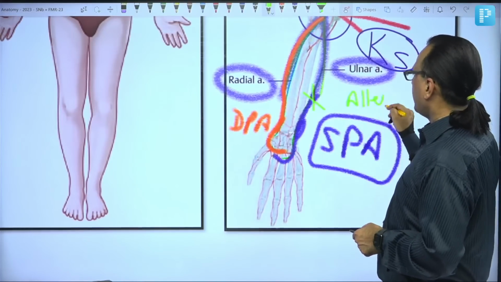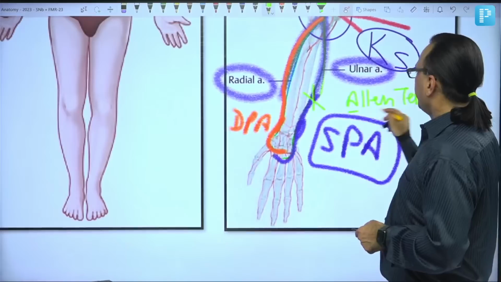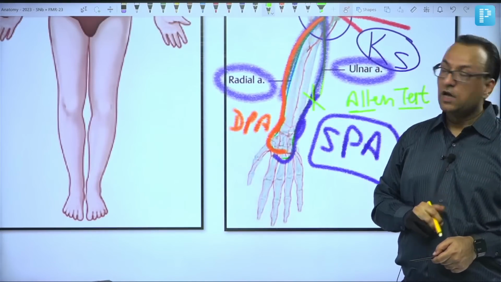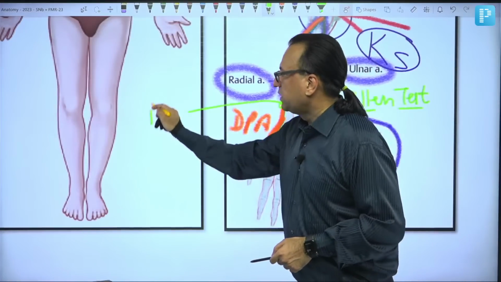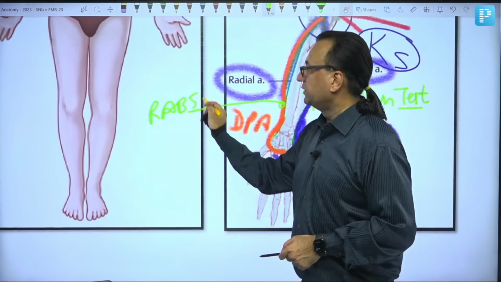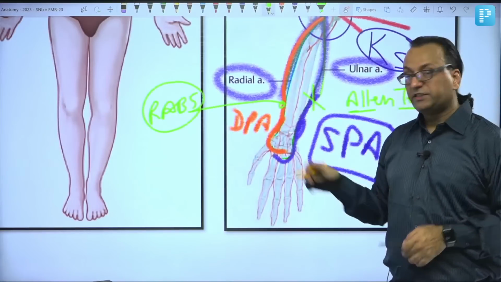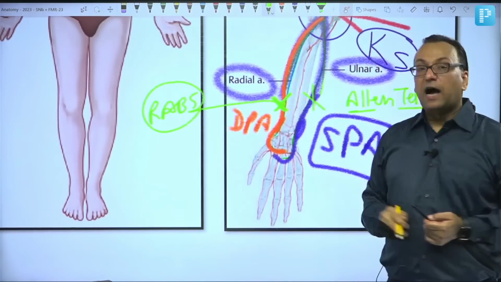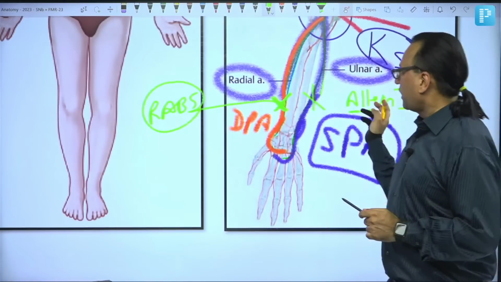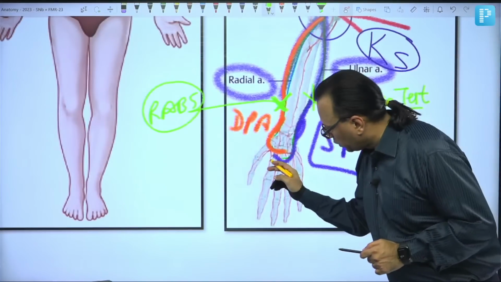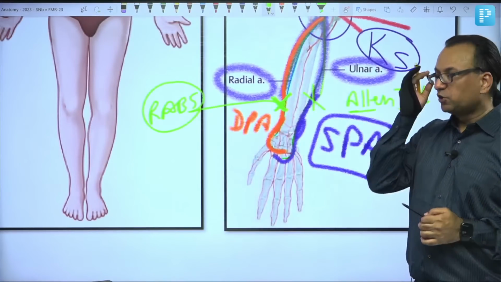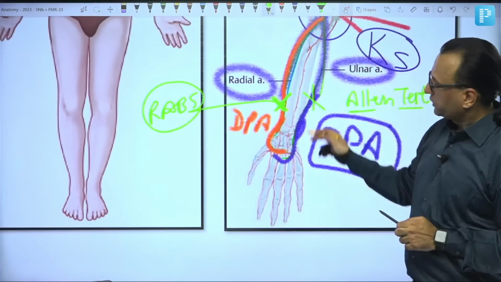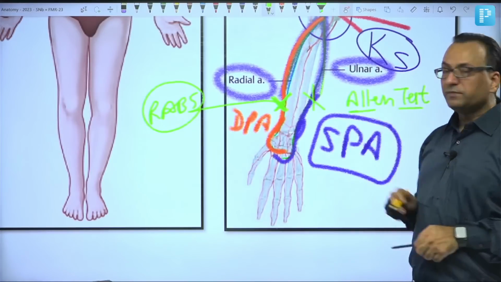You do Allen test. So Allen test is done to check the patency of ulnar artery. But why? Because I was taking a radial artery blood sample, and when I am taking a radial artery blood sample, there is a chance that a thrombus will form. I want to make sure ulnar artery is patent enough to supply the hand in that case. So before you take radial artery blood sample, check the patency of ulnar artery by doing Allen test.